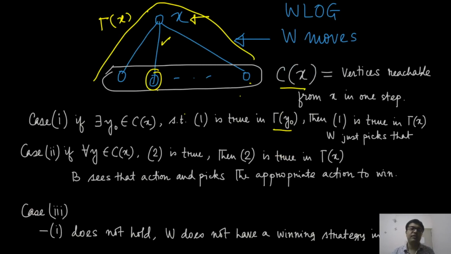Case 2 is the case where for all the y, for all the nodes from here to here, 2 is true. That is, the black player has a winning strategy. Then it is clear that 2 is true in gamma of x as well. No matter which action white picks, black will look at that action and find its best action in that subtree. So if white picks some action here, it will reach gamma of y, where y is in Cx, and the best action for black is already known. So it will pick that action, and whichever strategy that is, it is going to be a win for player 2, that is, black.